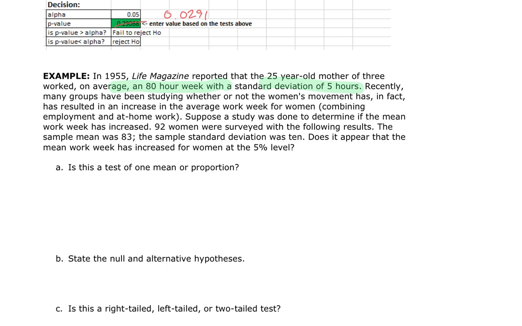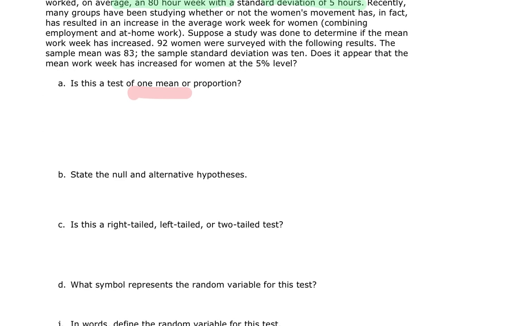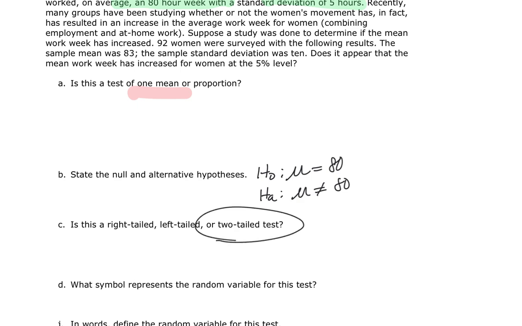What is this? This is a means test. So let's talk about the null and the alternative hypothesis. The belief is that it is still 80 hours a week. That's the belief. So my H0 is mu is equal to 80. My Ha is saying, yeah, that's unlikely, so it's not equal to 80. This is a two-tailed test because I have the not equality.